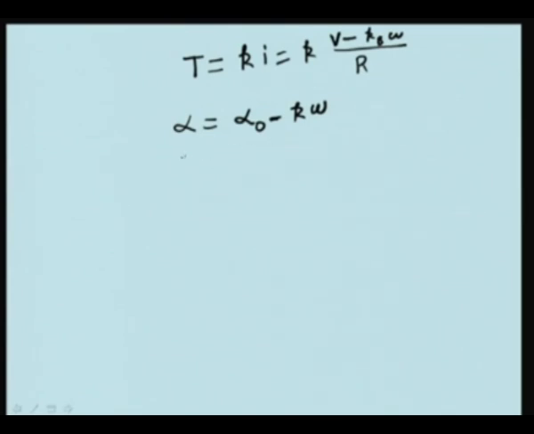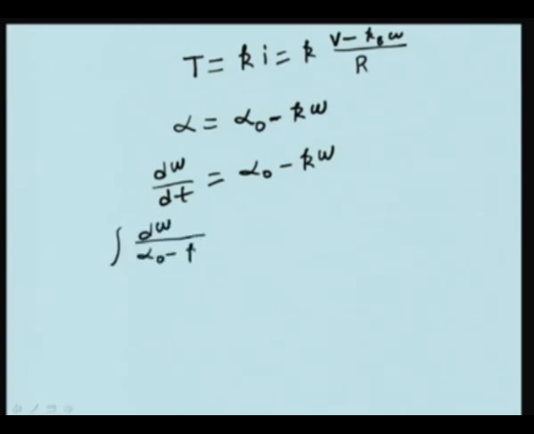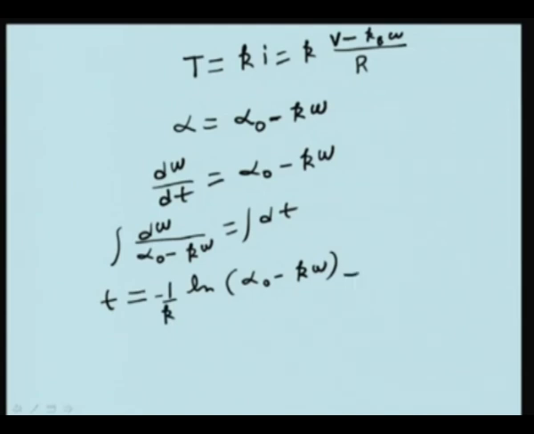is equal to alpha 0 minus k omega, and therefore you get d omega divided by alpha 0 minus k omega is equal to dt, or t is equal to minus 1 by k ln of alpha 0 minus k omega plus c, or 1 by k ln c, where c is some constant.